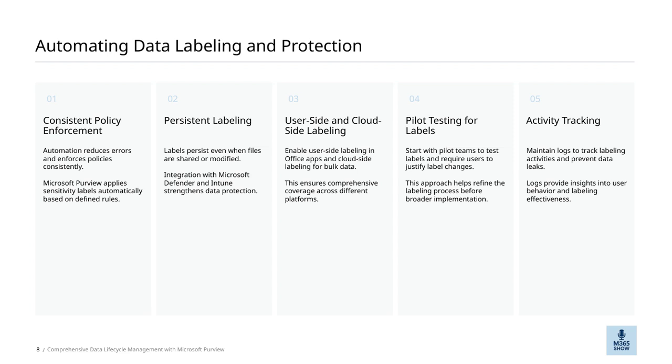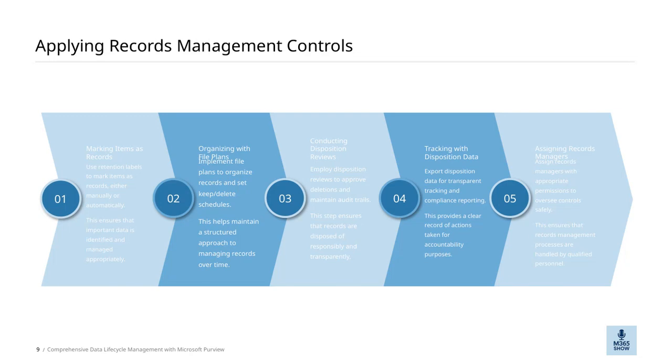It reduces human error and guarantees consistent enforcement of policies. Microsoft Purview can automatically apply sensitivity labels based on predefined rules, making sure our data is always protected according to our standards, without the need for manual intervention. All these elements together help us build a robust, automated data protection framework that aligns with our overall data governance goals. Now, let's look at applying records management controls within the data lifecycle.